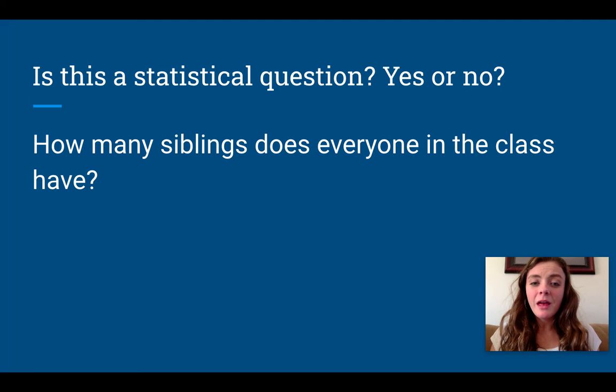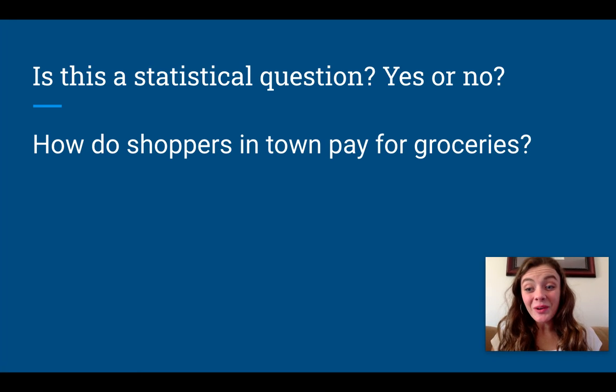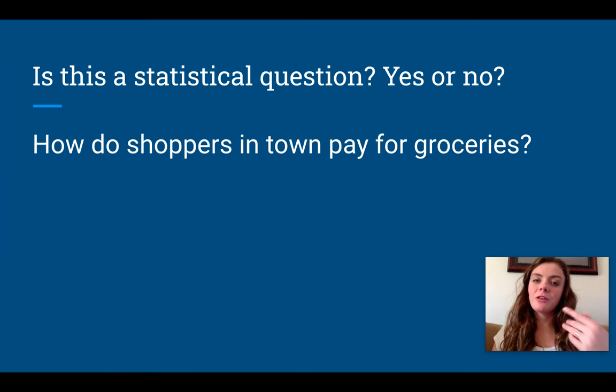For the second one, how many siblings does everyone in the class have? Again, that one is going to be a statistical question because our answer is going to have variability. It's going to change from person to person. Our next question here, how do shoppers in town pay for their groceries? This one is going to be a statistical question because we have different answers. Maybe some people pay with their credit card, some people pay with cash, somebody else might write a check. So we have different ways that these shoppers can pay for their groceries in town.